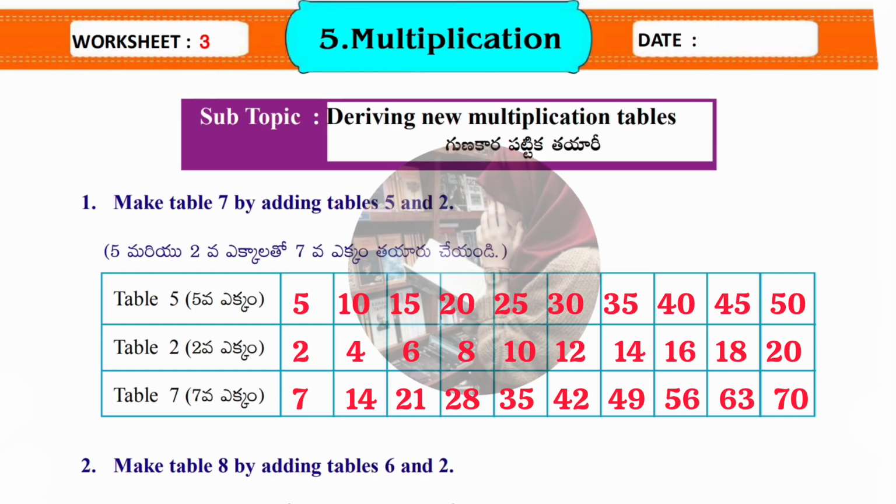Next we have to write down table 2. So 2 1s 2, 2 2s 4, 2 3s 6, 2 4s 8, 2 5s 10, 2 6s 12, 2 7s 14, 2 8s 16, 2 9s 18, 2 10s 20.